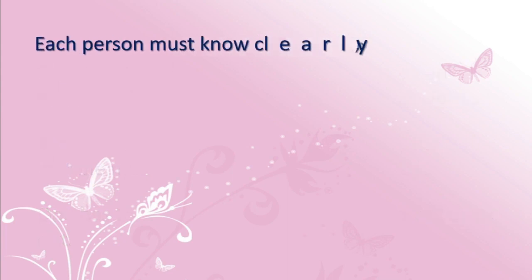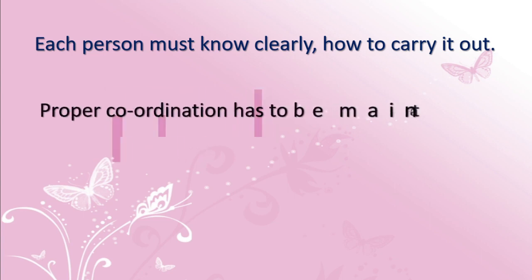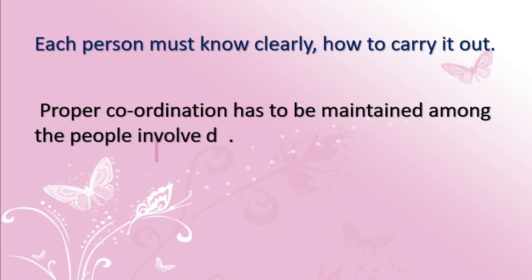Each person must know clearly how to carry it out. Yes, if one task is given to that person or if some responsibility is given to that person, they must know that clearly. Okay, next is, proper coordination has to be maintained among the people involved. Yes, there should be proper coordination. Where to meet? When to meet, what to do, what is the next step, like this, each and every person should know the next step, and there should be coordination among these group members.